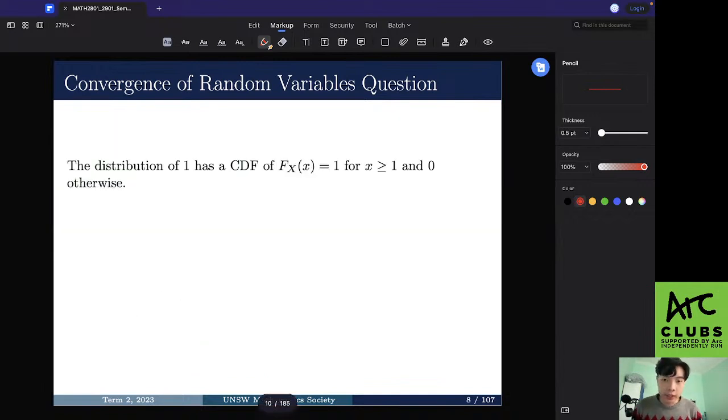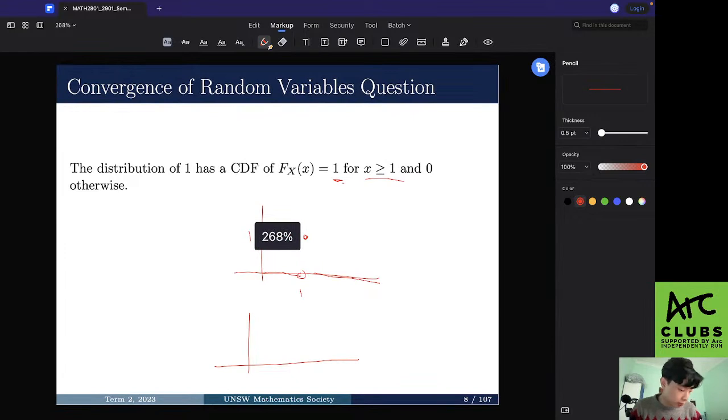So now we'd like to calculate the CDF for capital F of x, where it's 1 when x is greater than or equal to 1 and 0 otherwise. So we discussed that the distribution might look something like this. So the probability is 1 when x is equal to 1 and it's 0 everywhere else. So the CDF, which is the accumulation of probability, might look something like this.